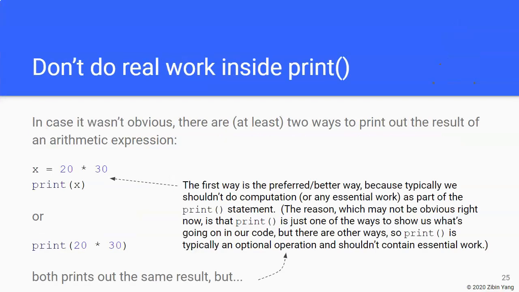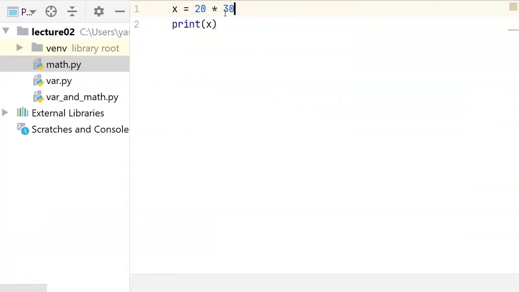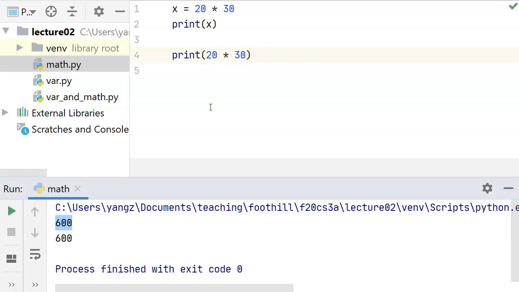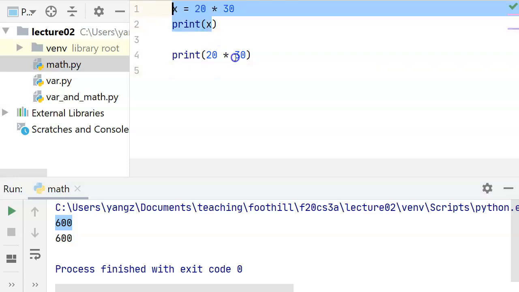So moving on. Now, one thing I want to point out is that in order to see the result of some arithmetic expressions, we can either assign the results to a variable and print out that variable, or we can just put the expression directly inside a print statement. So both of these should do exactly the same thing, and it should give me exactly the same result, right? Yeah, both of them give us 600. Now, there is a preferred way to do this, and that is the first way.